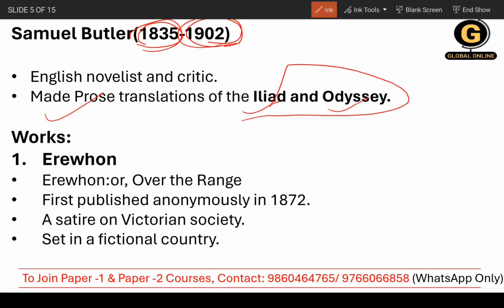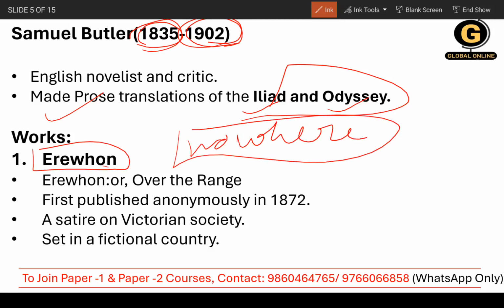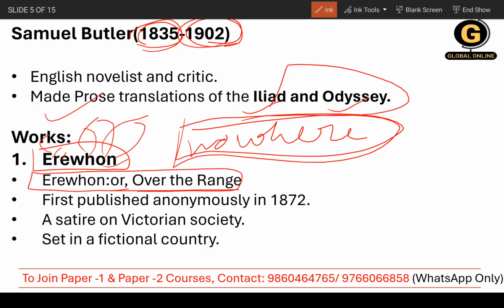Now, let me tell you some important works of Samuel Butler. The first and very important work is Erewhon. Basically, it stands for nowhere. Just rearrange the title, O-N-O then W-H-E-R-E, and it means nowhere. Erewhon has a full title including "or, Over the Range". Even if you get this title, remember this is a work of Samuel Butler.